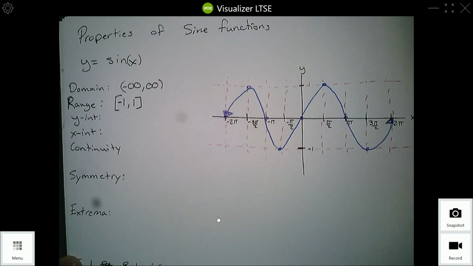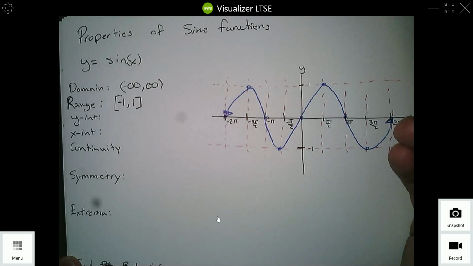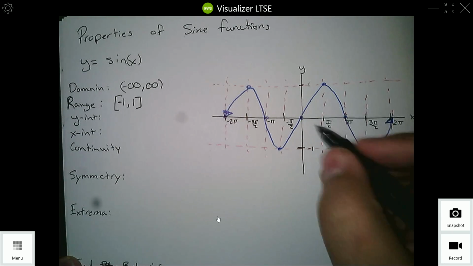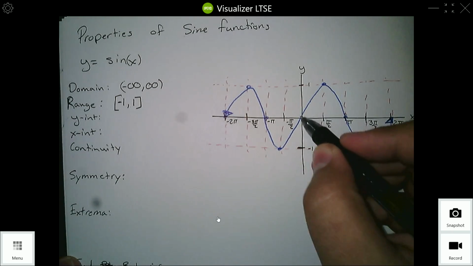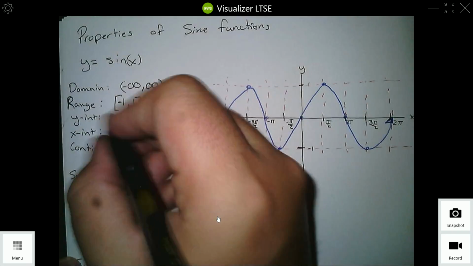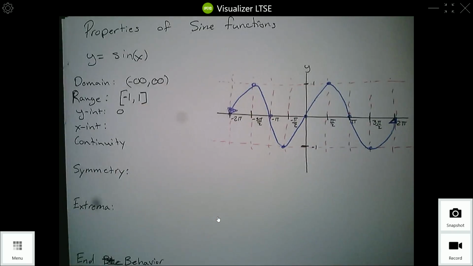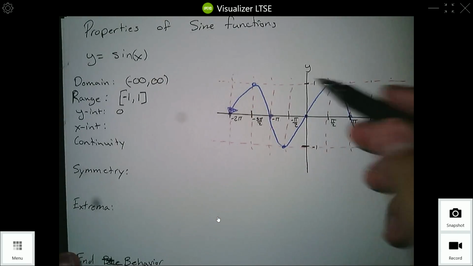The next property we talk about is the y-intercept. The y-intercept is where it crosses the y-axis. So when it crosses the y-axis, it's actually going to be right here at 0. So we're just going to put 0. That's the only one. It never crosses it here or here, so that's the only one we have.